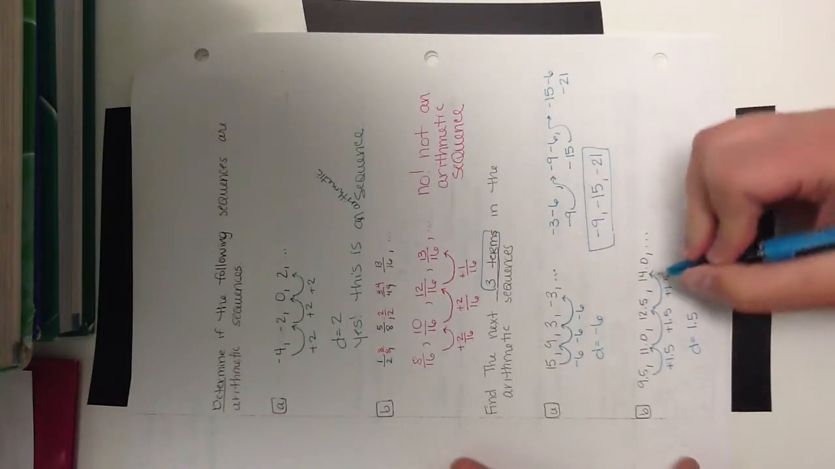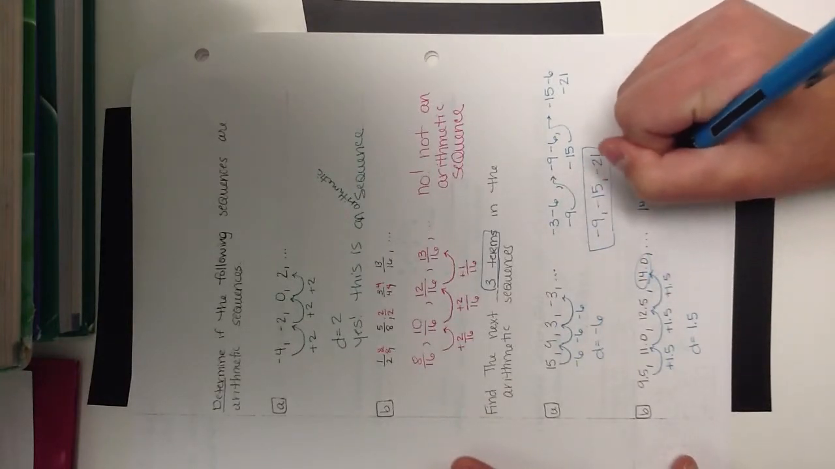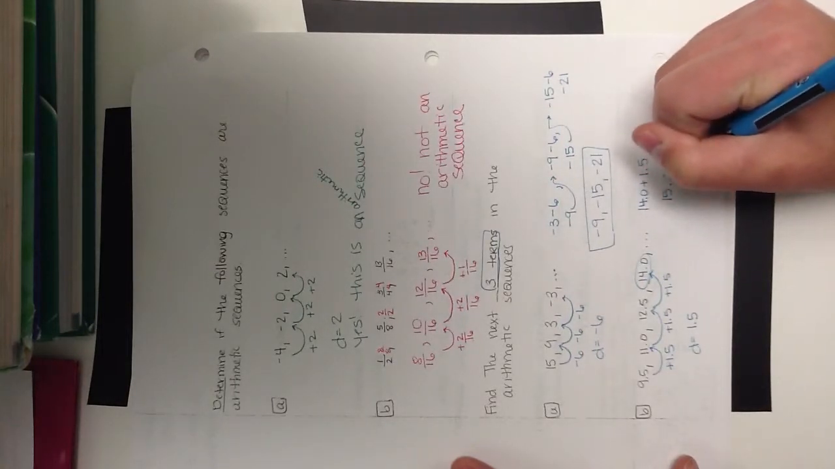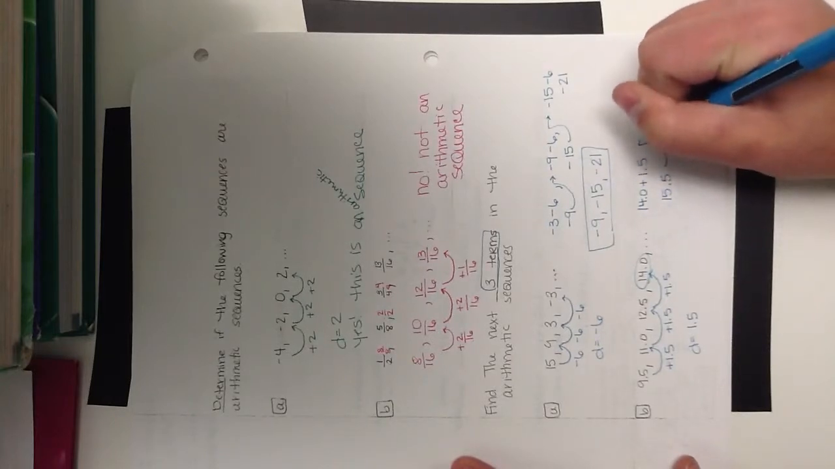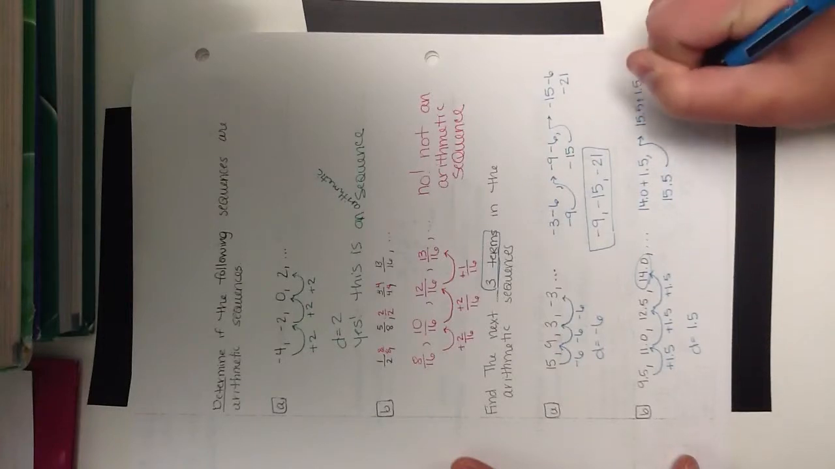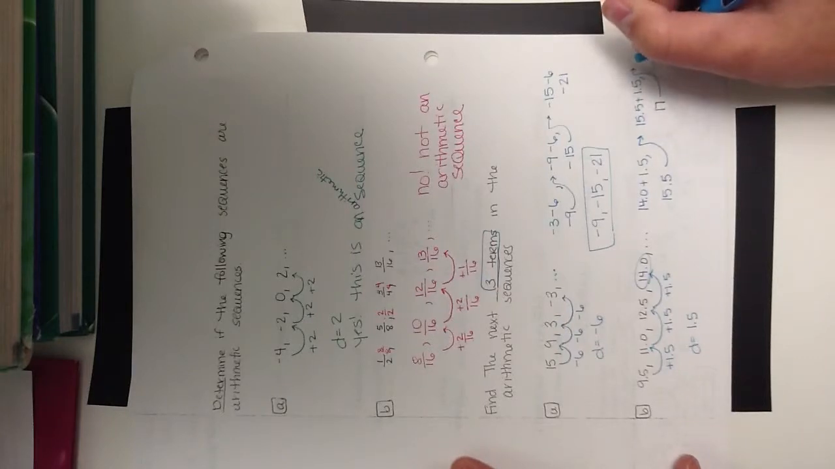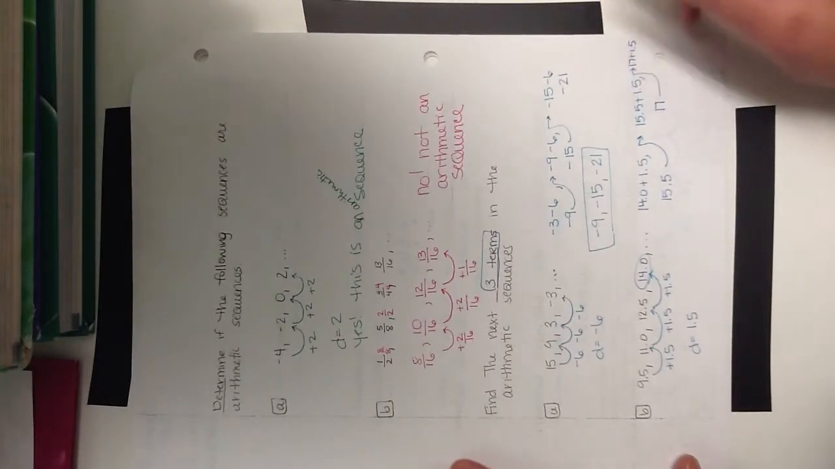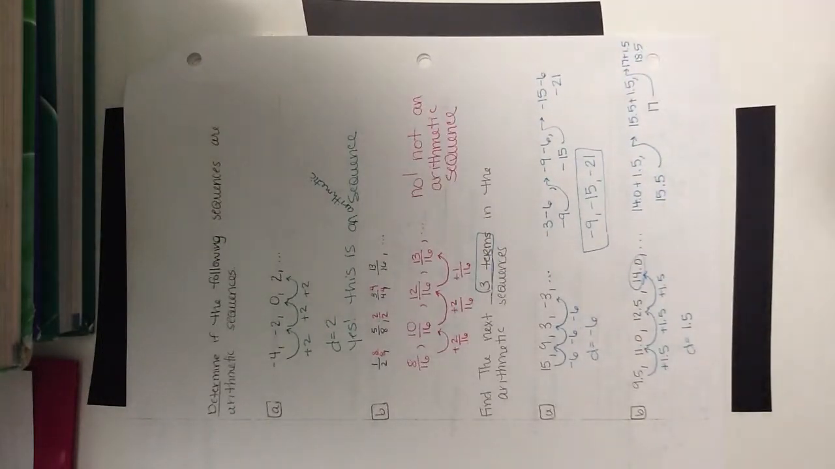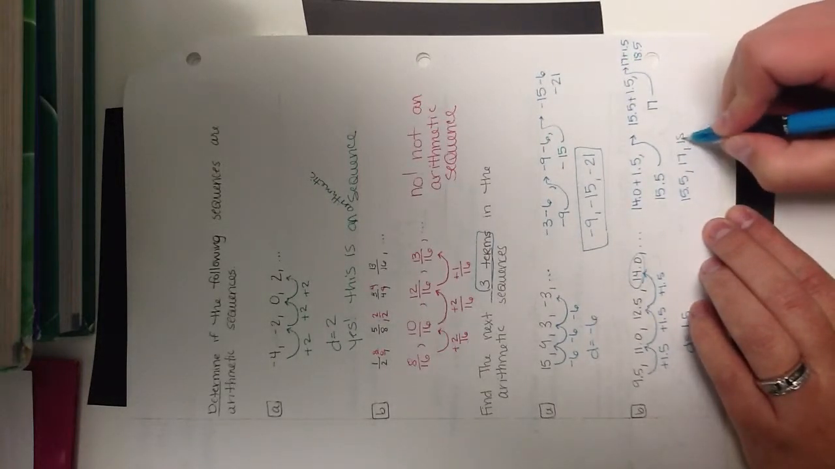To find the next three terms, I pick up my last term and start adding. I have 14.0 plus 1.5. That gives me 15.5. 15.5 plus 1.5 gives me 17. That's my second term. Then I have 17 plus 1.5, and that gives me 18.5. Now I have the next three terms, 15.5, 17, 18.5.